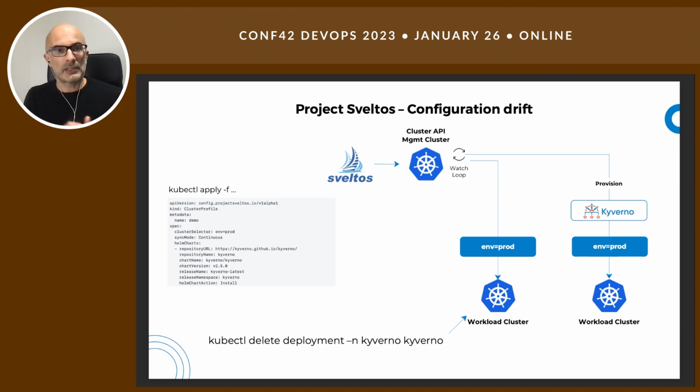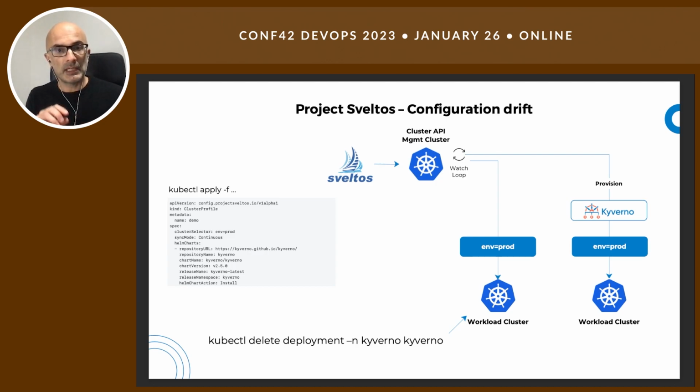So Sveltos has configuration drift detection. Configuration drift detection means that there is an agent that Sveltos installs in each managed cluster, and this agent has one very simple role. Watch any resource which is deployed by Sveltos, and if this resource is modified, notify immediately Sveltos running in the management cluster. In this example, Kyverno was one of the resources that Sveltos deployed in the managed cluster, but this resource has been deleted by issuing a kubectl delete command directly in the managed cluster.